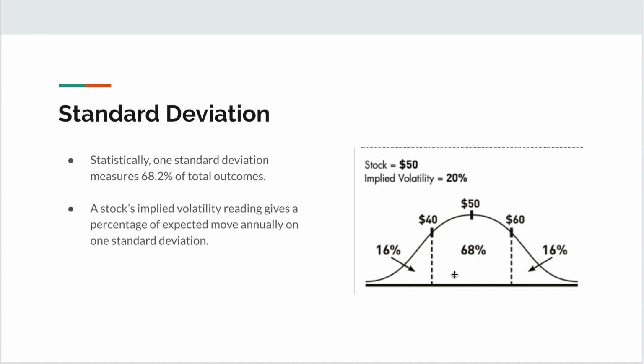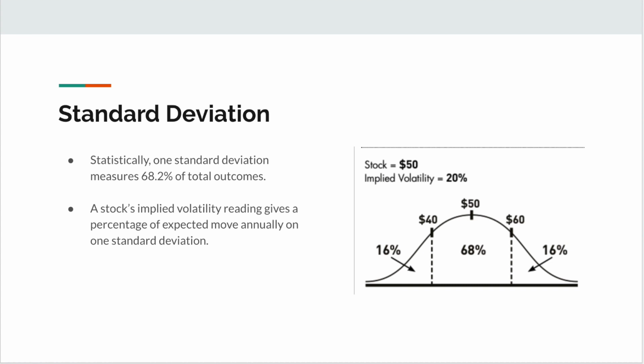That's the implied volatility. That's not set in stone. Anything can happen. However, this is based on historical volatility combined with implied volatility, and people's projections for that stock. The other 32%, which is 16 and 16 on both sides, the stock can very much go below 40 or above 60, but there's only a 16% chance that would happen based on implied volatility.